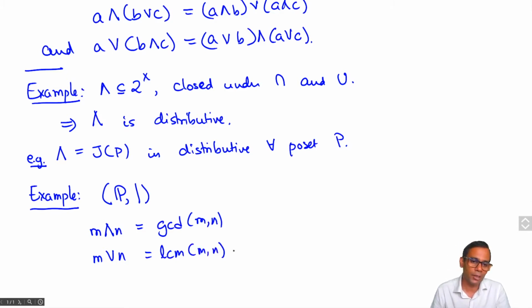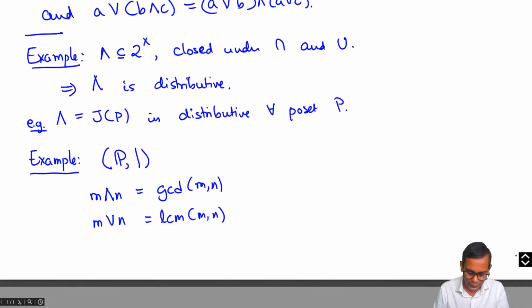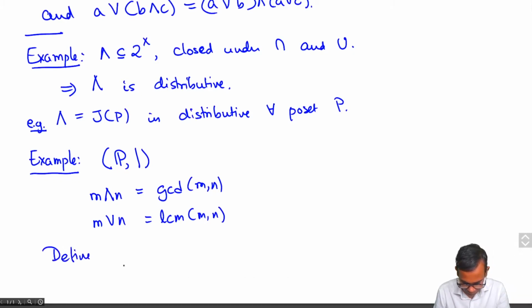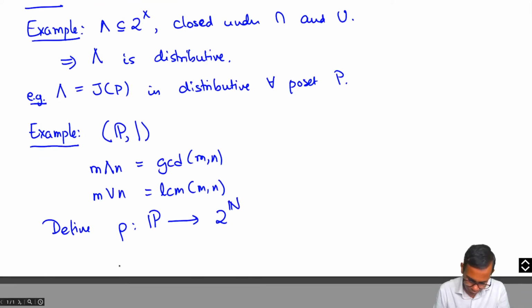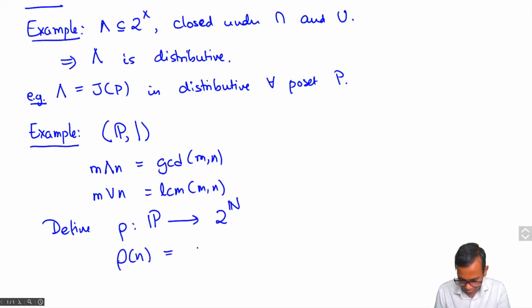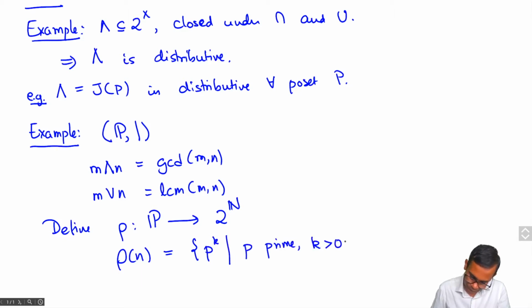It's not immediately obvious, but an easy way to see this is to identify elements of P with subsets of some set. So I'll just define rho from P to the set of subsets of the natural numbers by defining rho of n to be the set of prime powers, elements of the form p to the power k, such that p is a prime, k is a positive integer, and p to the power k divides n.